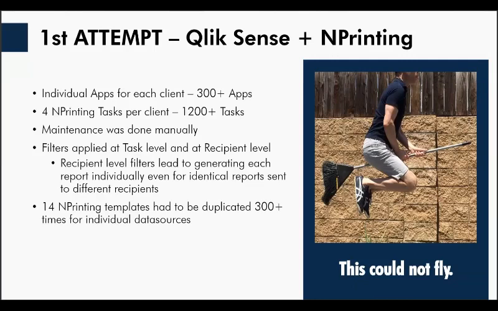And then from the performance standpoint, we had different filters or selections in our ClickSense app, right? Applied at the task level in N-printing, and some of them at the recipient level. And the way N-printing works, if you have filters at the recipient level, it means that every report will get generated individually for each recipient. Even if you have a number of recipients for the same identical report, because we've chosen to use recipient level tasks, these reports will be generated from scratch so many times.